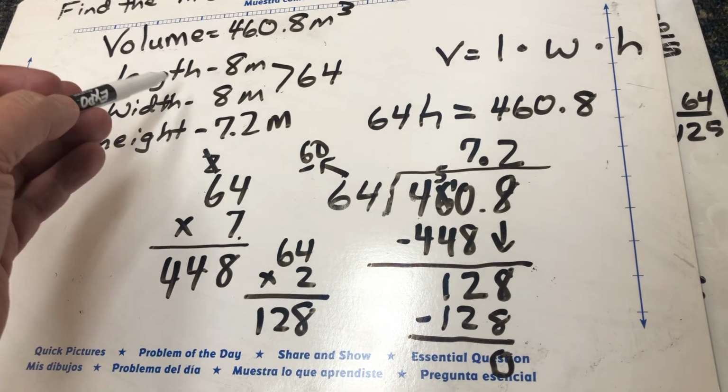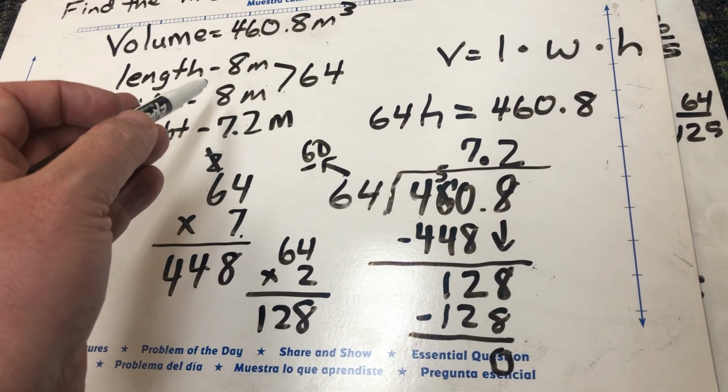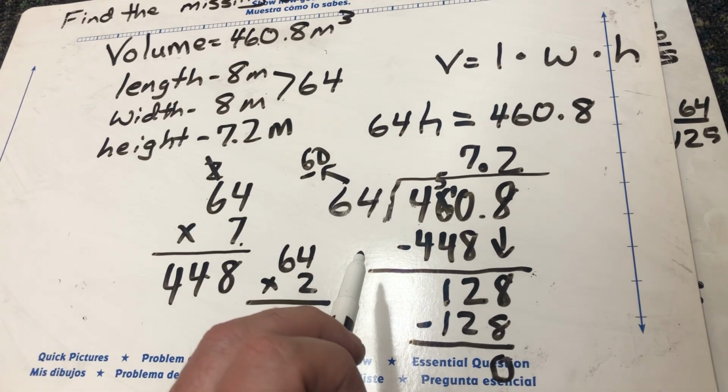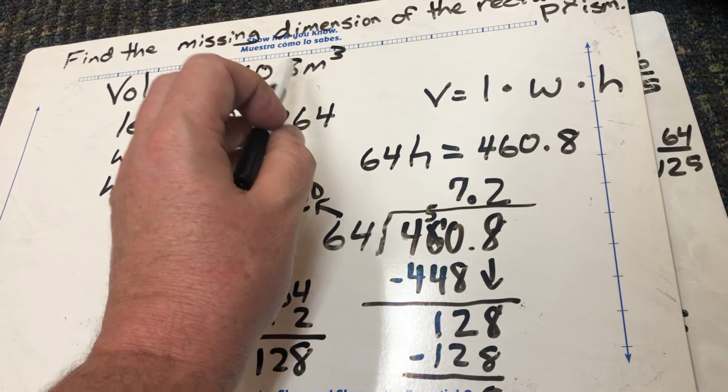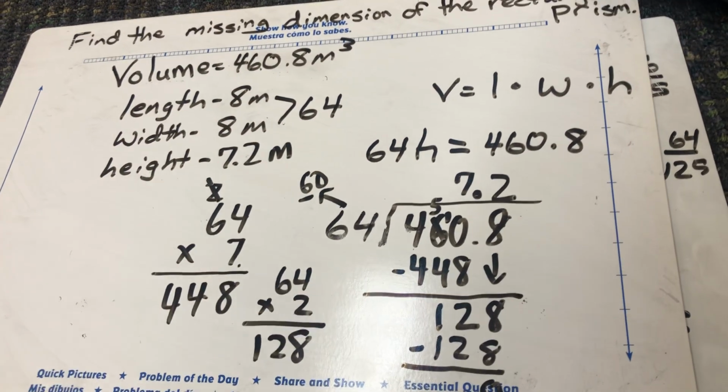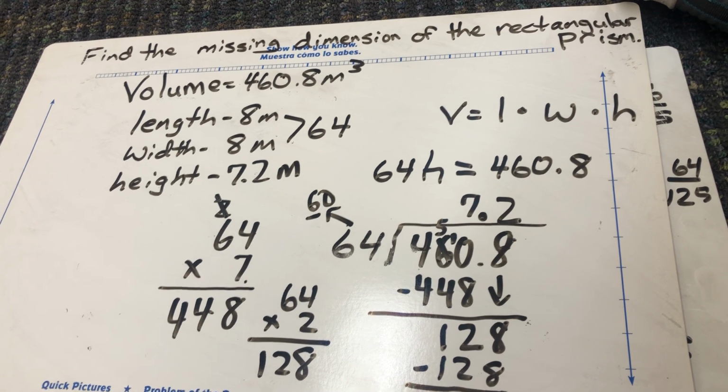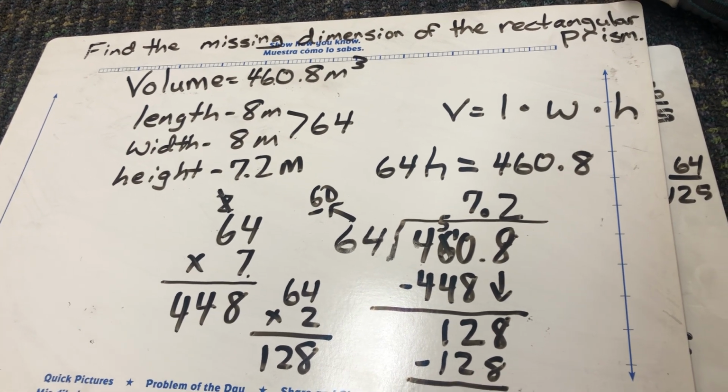Like I said, it doesn't matter which two dimensions they give you. You multiply them together, then you divide your volume by whatever you get there as your product. All right, that's volume of rectangular prisms.